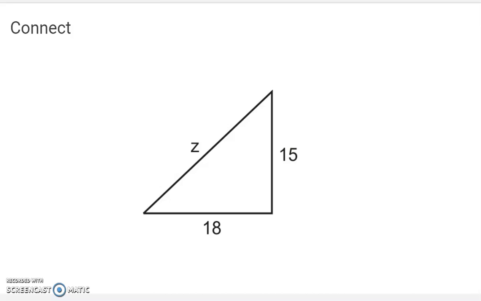So as I said, we've always been finding a missing hypotenuse in all of our right triangles so far with the Pythagorean theorem, saying that a squared, which is a leg, plus b squared, which is a leg, equals c squared, which is a hypotenuse, or in this case, z squared, and 19 squared equals whatever c is squared.